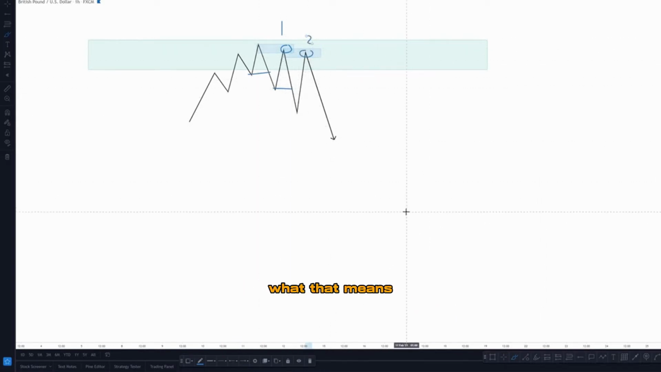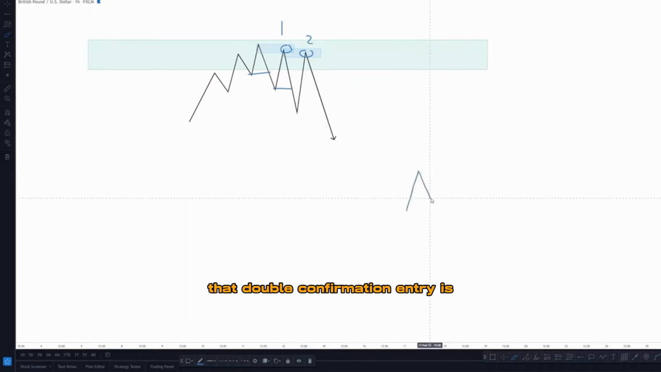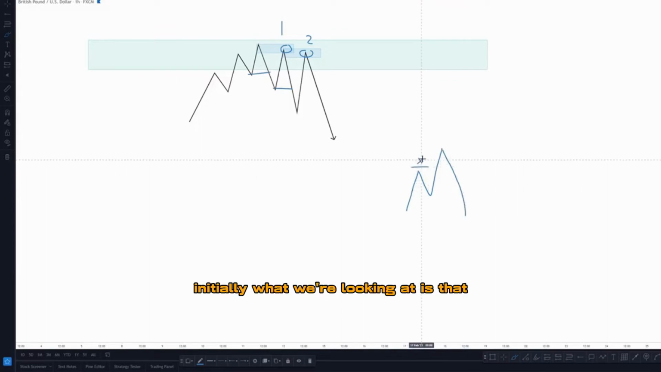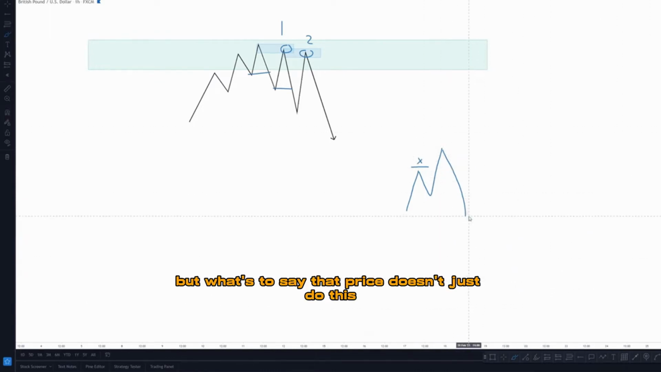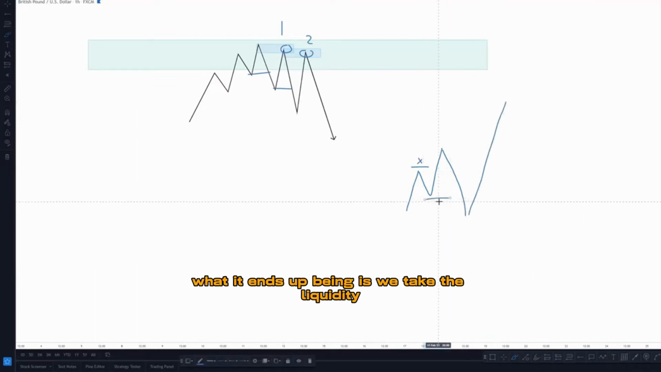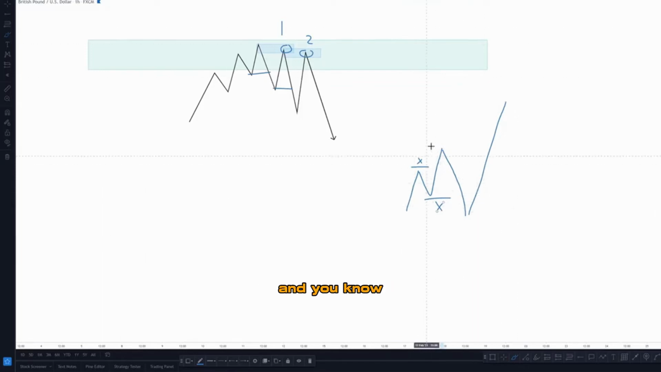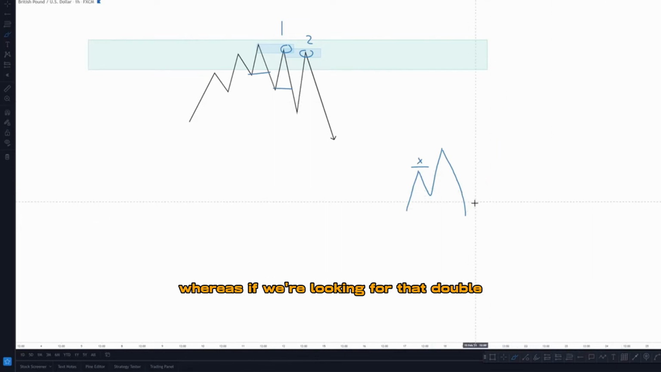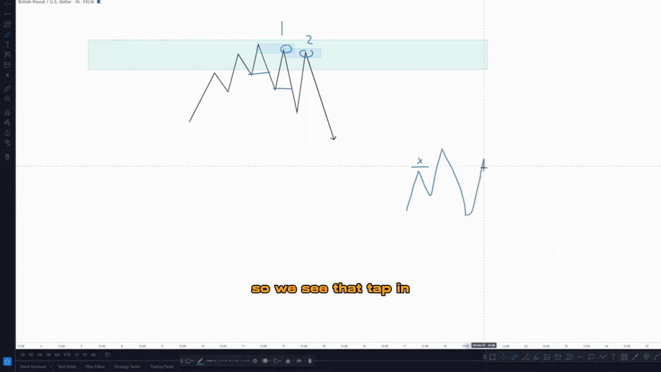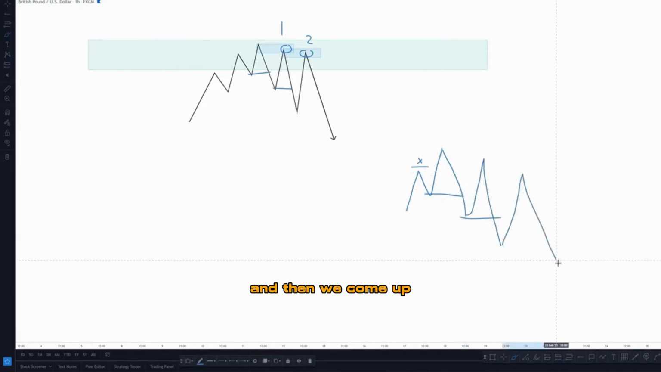Basically, what that double confirmation entry means is that we break structure to the upside and then break it to the downside. Initially, what we're looking at is that we've swept liquidity and we're looking to take that short, and that's our confirmation. But what's to say that price doesn't just do this? Basically, what it ends up being is we take the liquidity on the downside, come to the upside, break that structure, and then continue back to the upside. Whereas if we're looking for that double confirmation entry, we see that tap in and continue, we break structure, so we've broken structure twice, and then we come up and then continue.